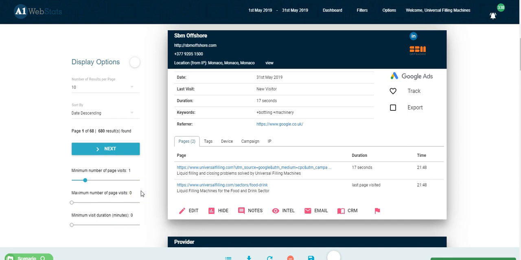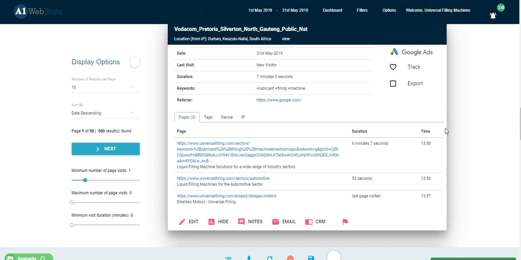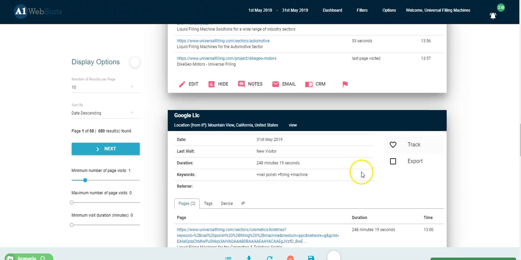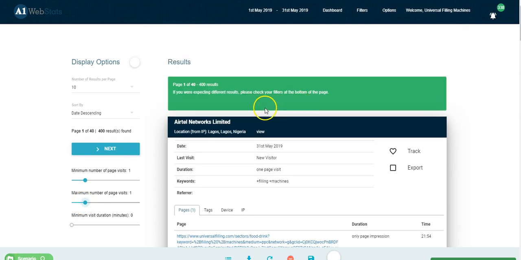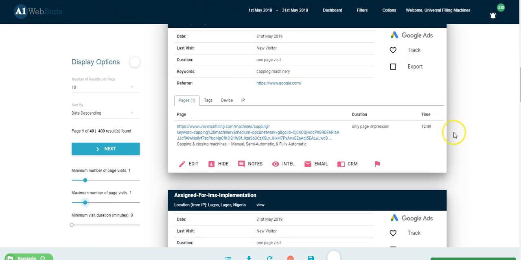We recommend that the starting point is looking at the number of these visitors who just went to one page and no further. You can do that by clicking here, maximum number of page visits to 1. And you can see that 400 of those visitors from Google Ads just went to the one page they came to and went no further than that one page. That's quite a high 59%, and so would be of concern to anyone using Google Ads.